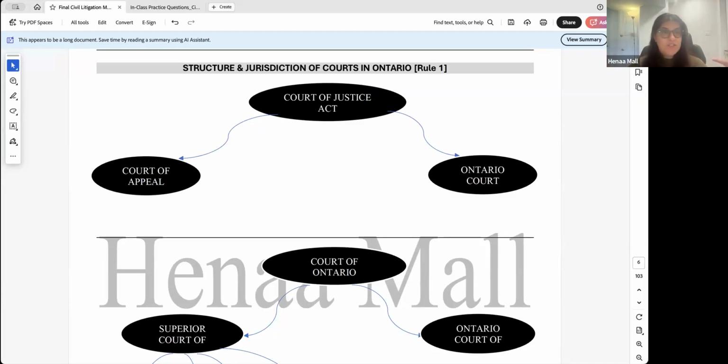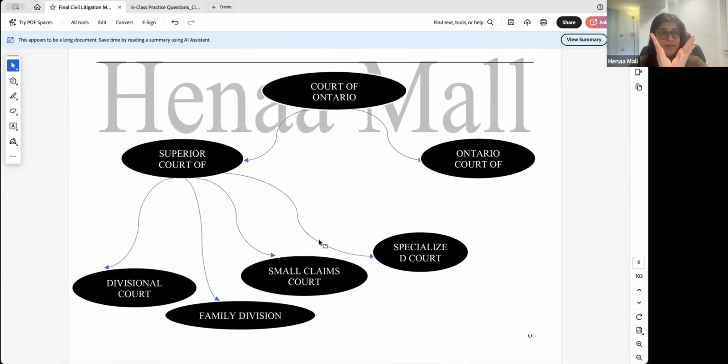So for instance, how do you calculate your prejudgment, post-judgment interest? All these things actually flow from the Courts of Justice Act. The Courts of Justice Act has created two types of courts, Court of Appeal and Court of Ontario, right? When we look at the Court of Ontario, we are further split into Superior Court of Justice and Ontario Court of Justice. The word justice is missing over here because this box is too small, but Superior Court of Justice and Ontario Court of Justice, right?